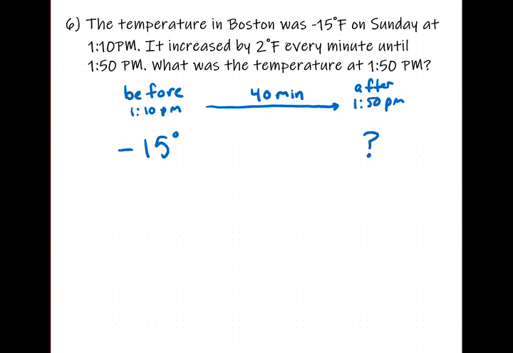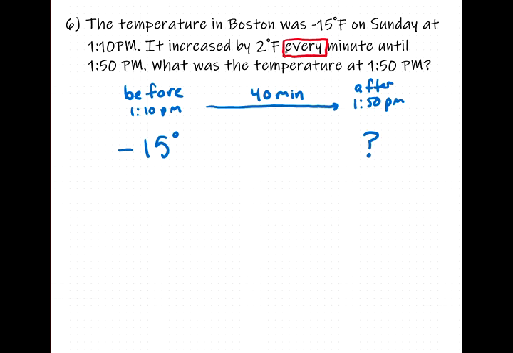Okay, so what's the increase? Well, keyword here is every. And every is telling me to multiply. So 2 degrees the first minute, 2 degrees the second, 2 degrees the third, fourth, so on. So the number of minutes, we need to multiply this by 2 degrees.